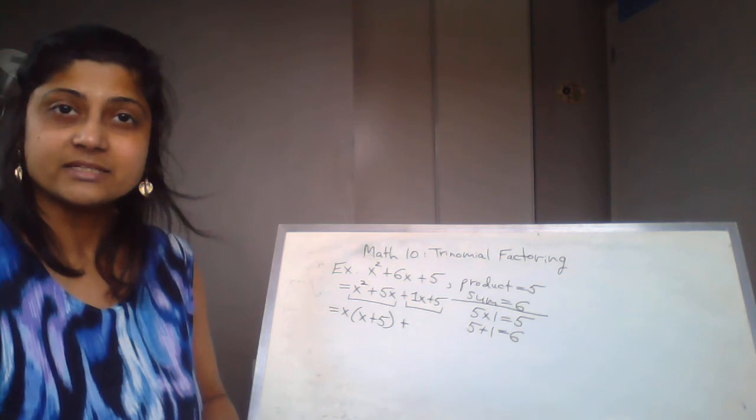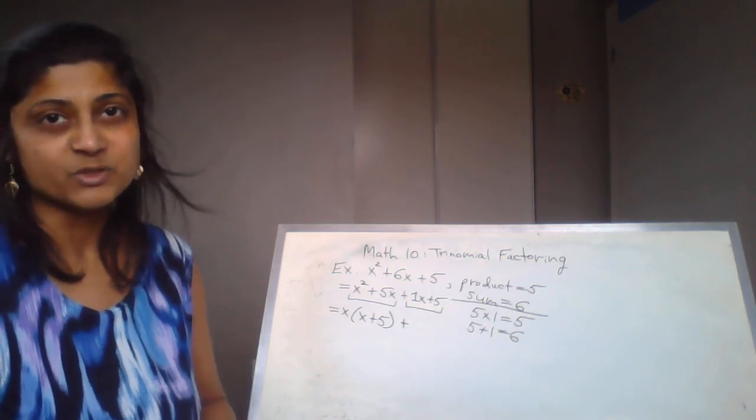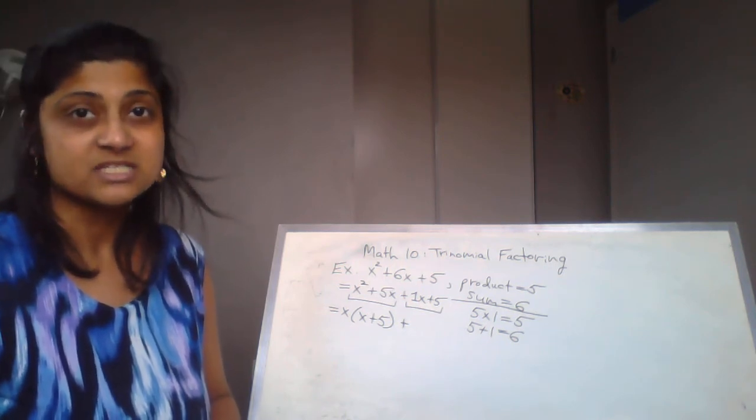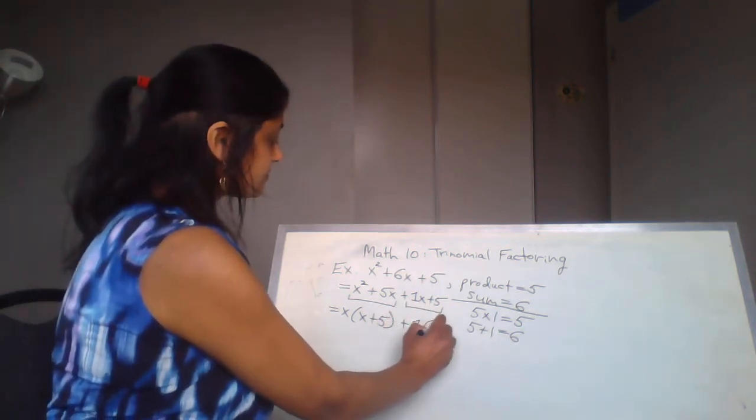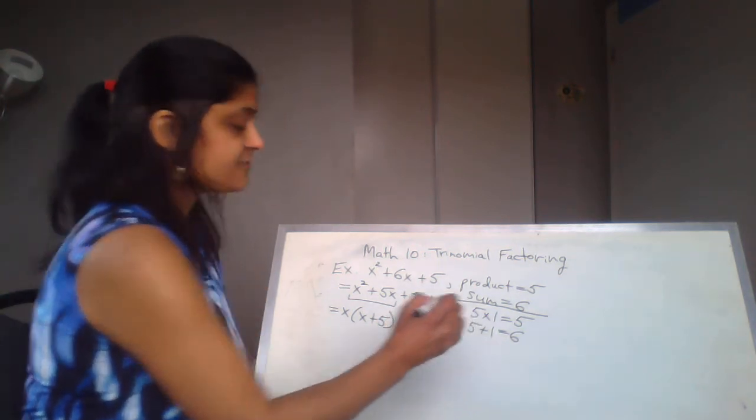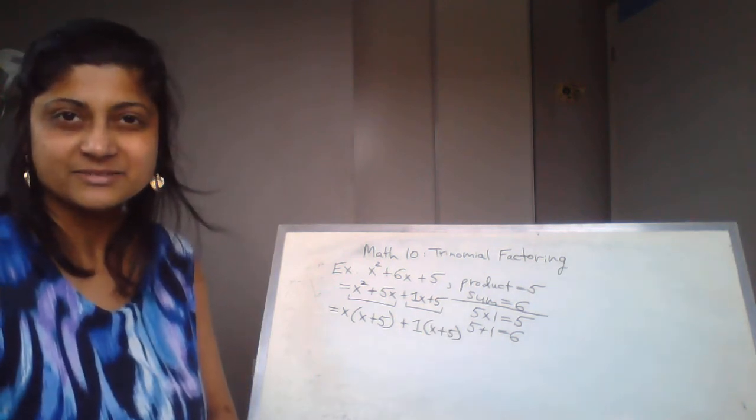I can't take anything out. There isn't a common factor, which doesn't mean it's equal to 0. You're just going to take out a 1, and I'm left with x plus 5. Okay, does everyone see that?